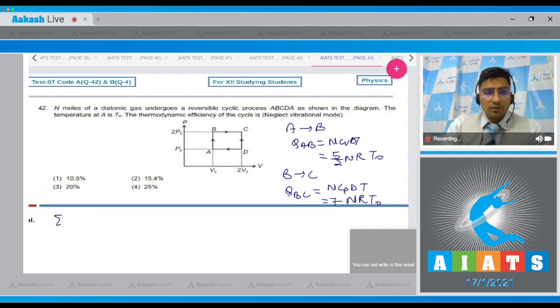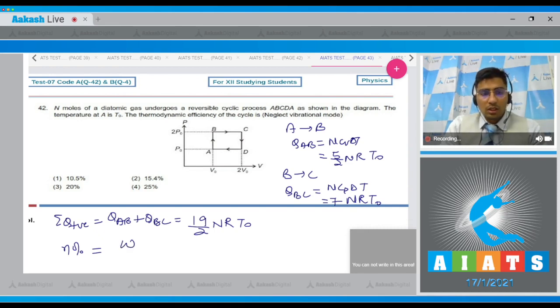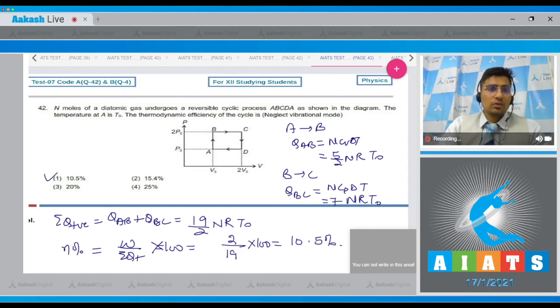Now the total positive heat will be QAB plus QBC, that is 19/2 nRT0, and the efficiency in percentage we have to write down. Now the efficiency will be equal to the work done divided by the positive heat into 100, and this will be 2/19 into 100, that is 10.5%. And hence for this question the correct answer is option 1.